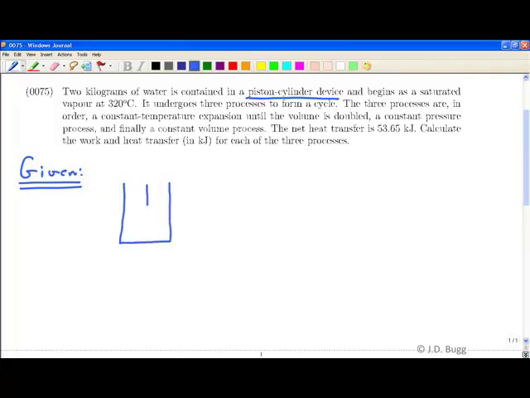First thing to realize is this is a closed system problem because our system is just a little piston cylinder device. So inside of here we have 2 kilograms of water, closed system. Also in that first sentence we know T1 is 320 degrees C and it's a saturated vapor. So that fixes the state, as we'll see in a moment.